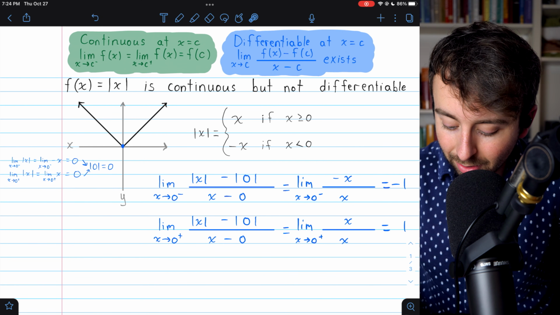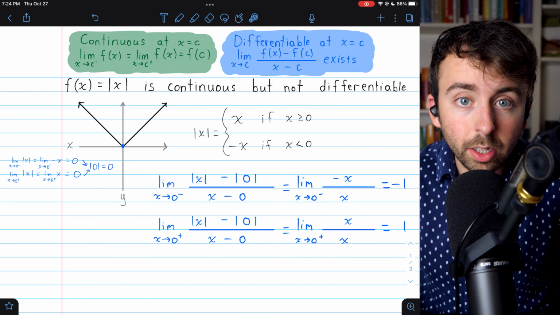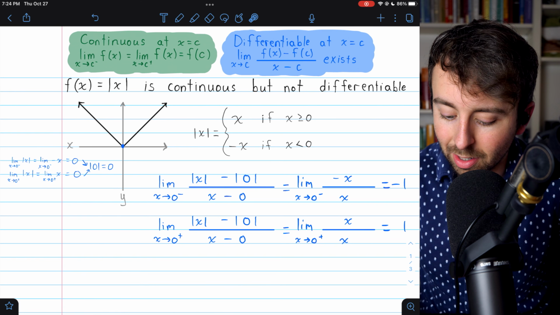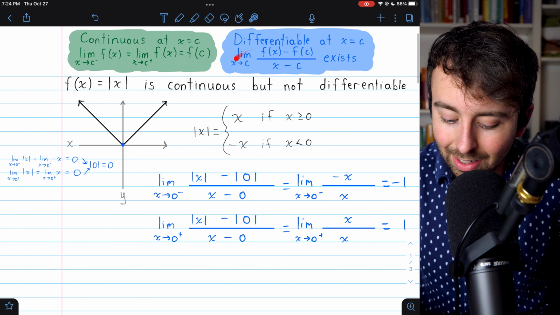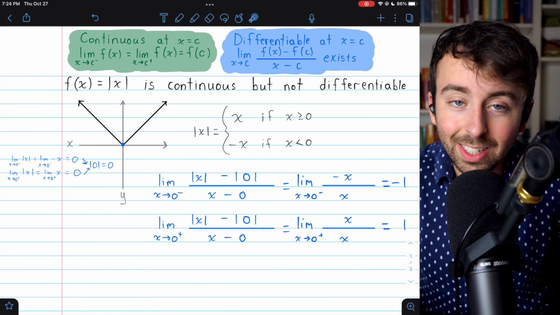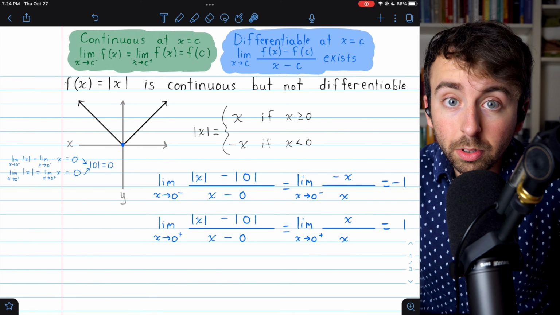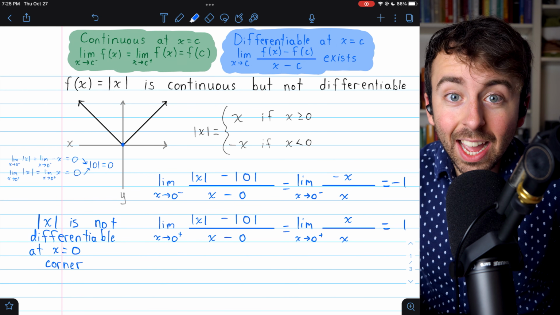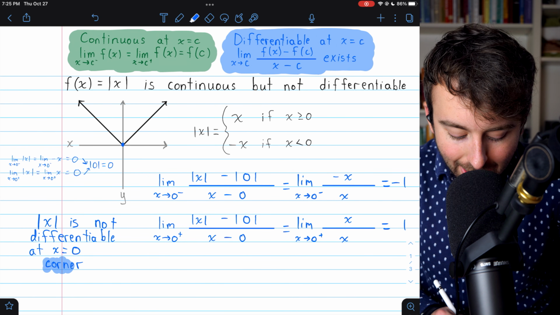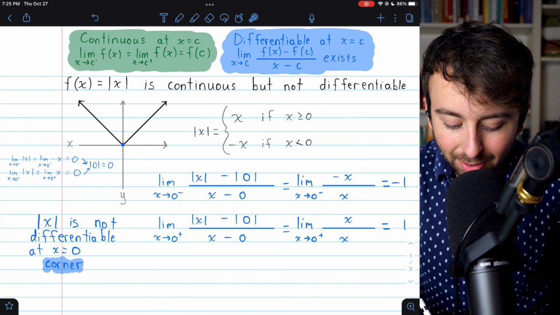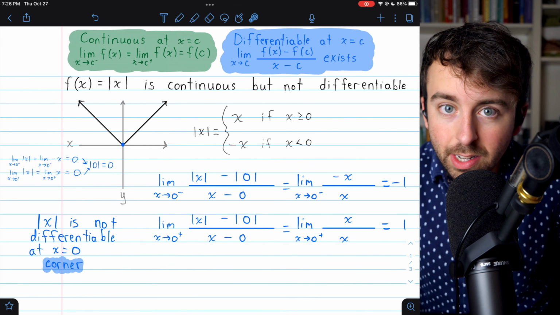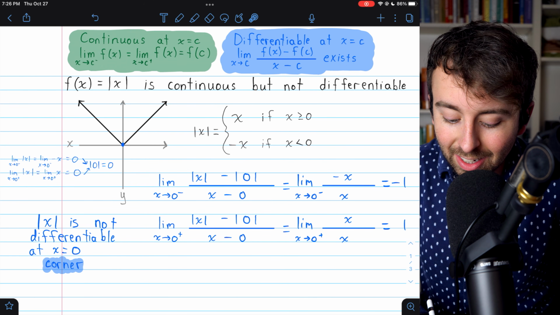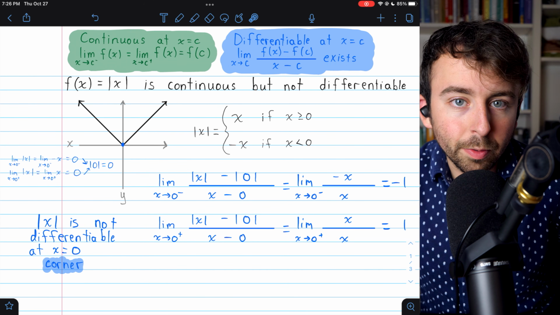Then, since the slope from the left is -1, which is different from the slope from the right, which is +1, the derivative doesn't exist. This two-sided limit doesn't exist, so the absolute value of x is not differentiable at 0. And again, this situation is what we call a corner because the slopes from the left and right are different. So that's an explanation of why the absolute value function is continuous but is not differentiable.